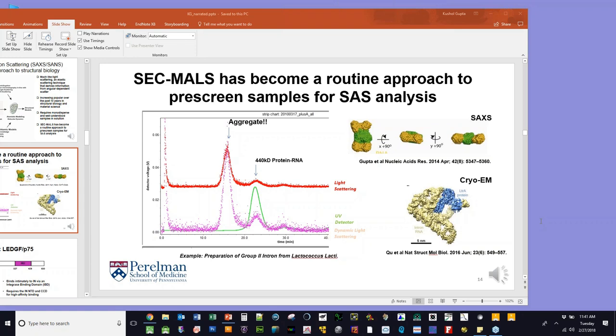In contrast, the silica resin columns, like we use a lot of TSK 3000, 4000 columns for protein separations, have a wonderfully low background because they're not shedding those types of fines. And so those are very, very useful in light scattering analyses like SEC-MALS. Great.